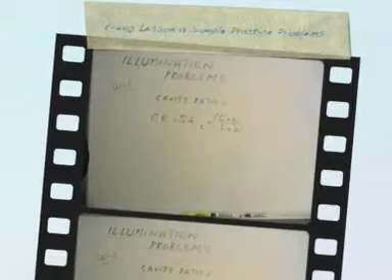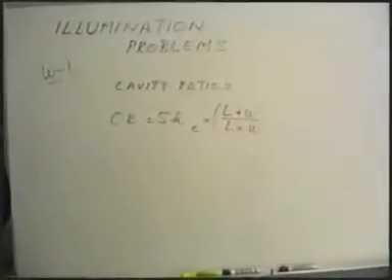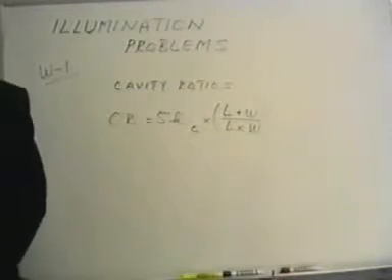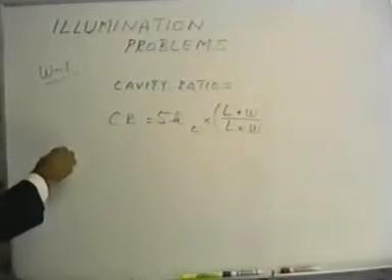Problem number one: we have a room with a floor area of 40 feet by 60 feet and a 24-foot ceiling height, with luminaires mounted flush with the ceiling. Determine the cavity ratios. A diagram might be helpful.